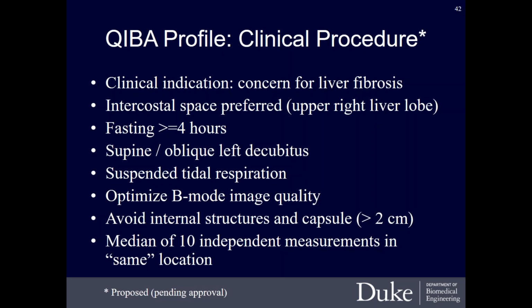A general recommendation is to optimize the B-mode image quality when making measurements, staying away from internal structures and the liver capsule. So staying away from bile ducts, blood vessels, at least 2 centimeters away from the capsule is recommended. Some of these things, of course, are more challenging depending on the body habitus of the person being imaged, but they are recommendations to try to achieve consistency. And right now the recommendation is to look at the median of 10 independent measurements taken from the same location, so the same acoustic window and the same relative position to any structural landmarks you might have.